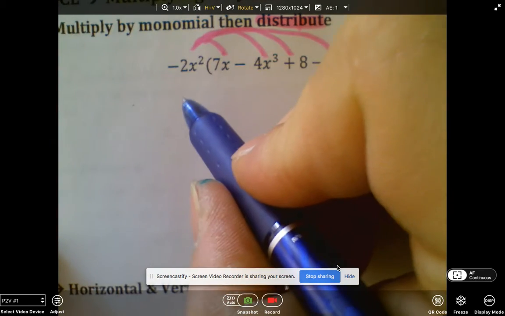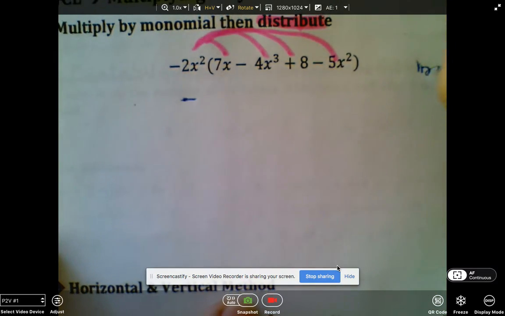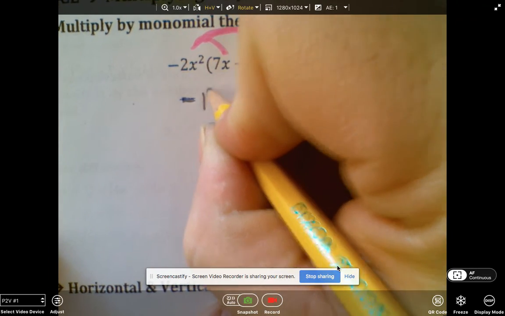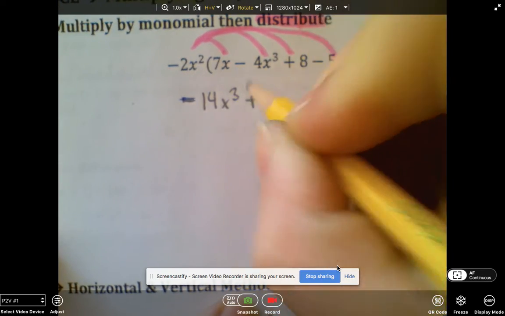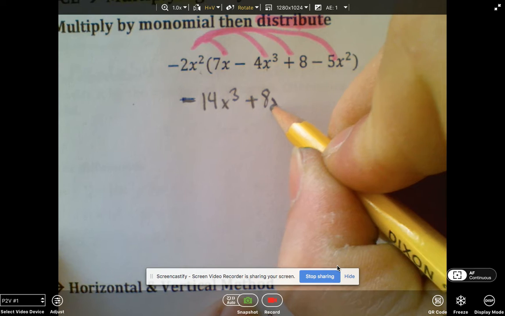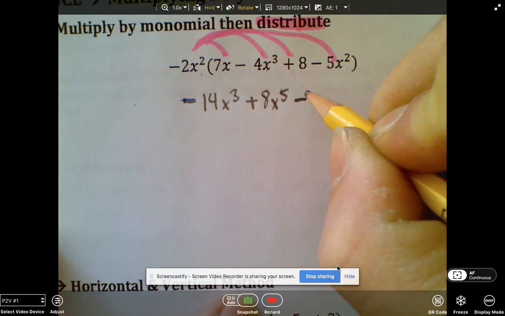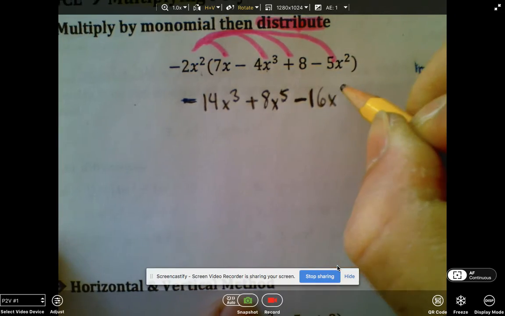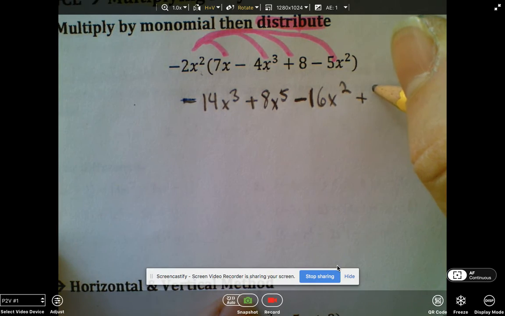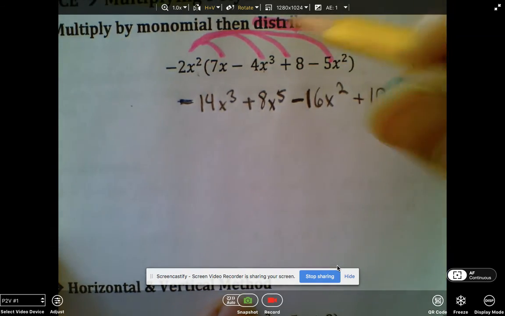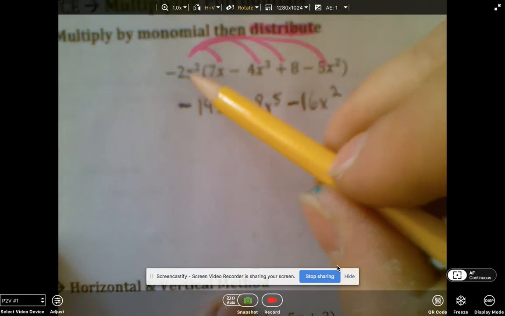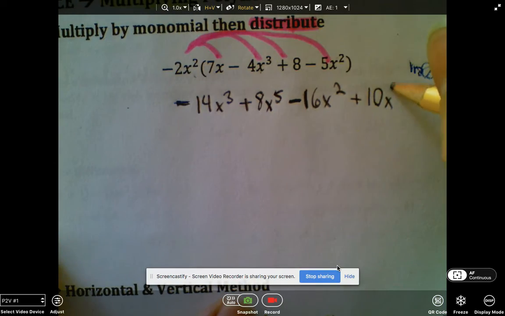This would give me negative 14x to the third plus, distributing that times that, 8x to the fifth minus 16x squared, and then plus 10x. Now, if you don't know where I'm getting the exponents, we remember this from the other unit, chapter 8. They have like bases, so I'm just adding 2 plus 2 to get 4.